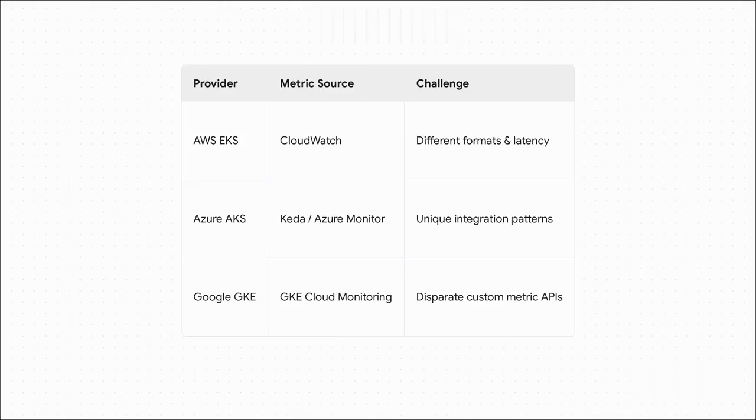And here's the proof. This is what that chaos looks like under the hood. Your HPA isn't getting its data from one place. On AWS, it's listening to CloudWatch. Over on Azure, it's talking to Azure Monitor. On Google, it's plugged into GKE Cloud Monitoring. Each one of these has its own data formats, its own latency, its own APIs. They simply do not speak the same language at all.